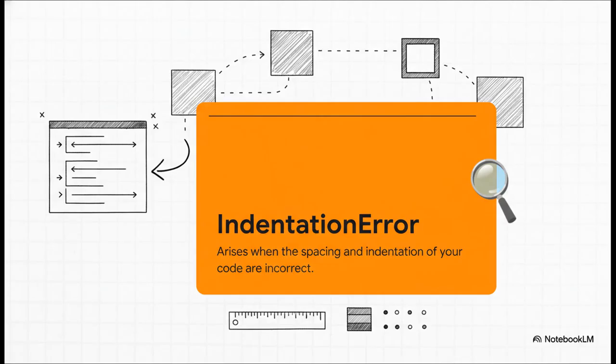Next up is the IndentationError, and this one is a classic in the Python world. See, in a lot of other languages, spacing is just there to make things look nice, but not in Python. Oh no, in Python, the spacing, the tabs at the beginning of your lines, that's a critical part of the grammar. It literally defines the structure of your whole program.